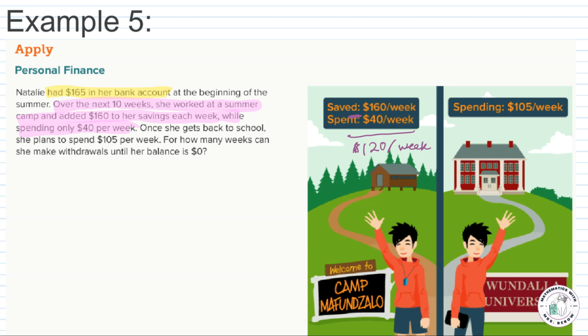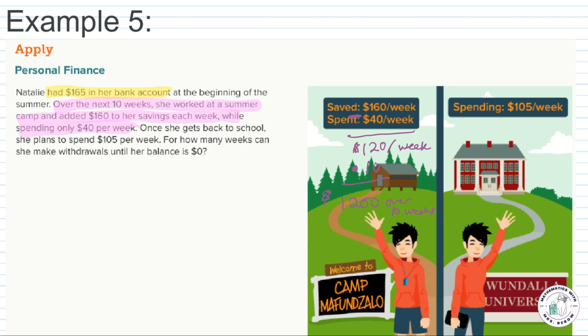So for this next step, well, if we multiply this by the number of weeks that she worked at the summer camp, which what I have highlighted in pink says 10 weeks, we do 120 times 10, and we're going to get an answer of $1,200. And again, that's over 10 weeks. So that is our first step, right?